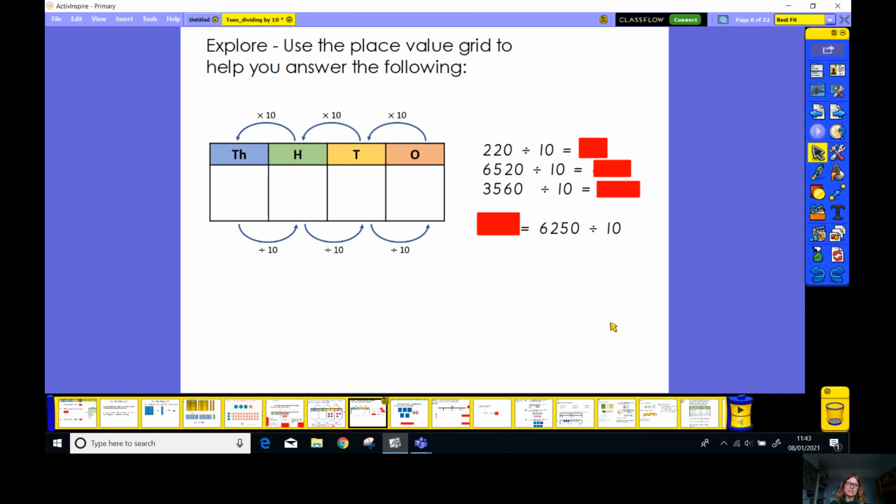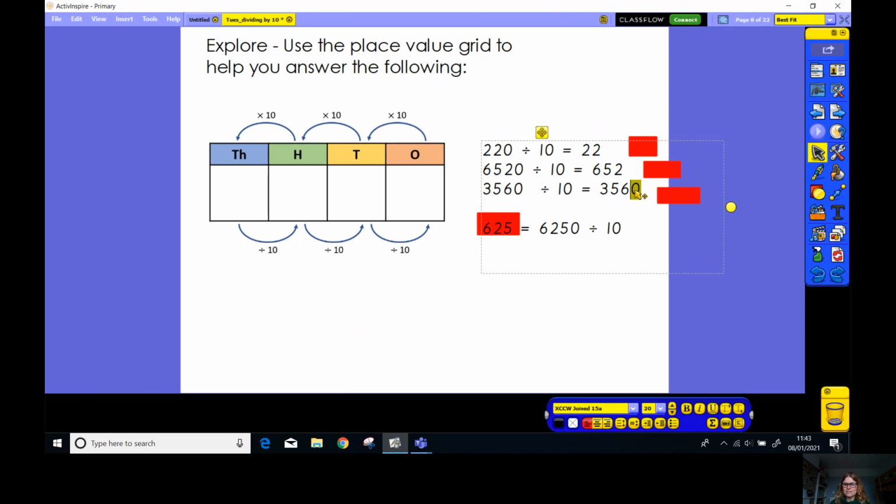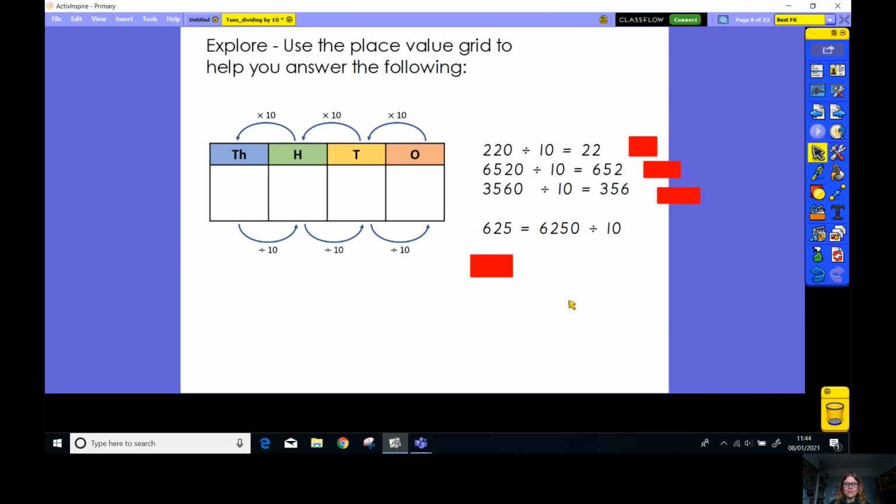Okay, let's take a purple pen and let's mark these. So 220 divided by 10 is 22. 6,520 divided by 10 is 652. 3,560 divided by 10. Oh, I've made a mistake here. That 0 shouldn't be there. Let's take that away. It is 356. Now this one here, I've just done it back to front. So I could move that equal sign there and I could put my answer there. So 6,250 divided by 10 is 625. So that's just a different way of showing our calculation.